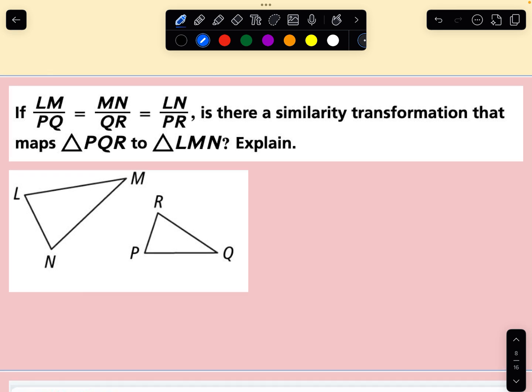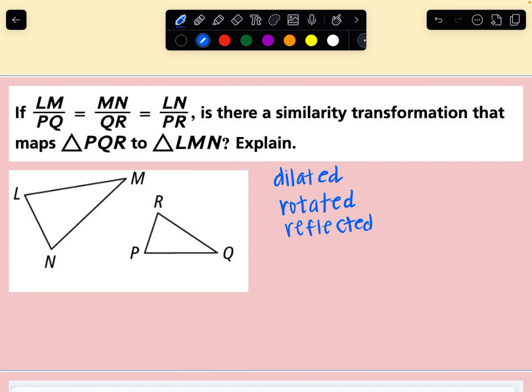All right, here they're telling me that all of the sides are proportional. So is there a similarity transformation that could map PQR to LMN? Well, I can see that it's dilated because it's smaller, and it's been rotated, and it's been reflected. So yes, a dilation, a rotation, and a reflection would map PQR onto LMN.